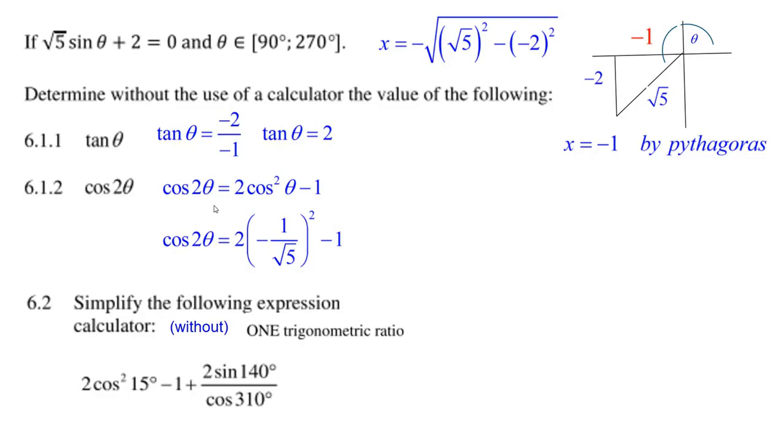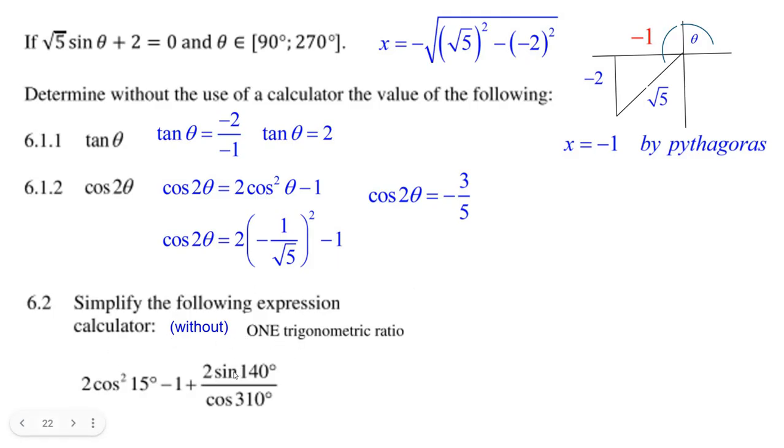Well, you've got three different formulas to choose from here. If we chose 2 cosine squared theta minus 1, we'd have 2 times 1 over root 5 squared, minus 1, which would get a number. It's negative 3 over 5. All done.